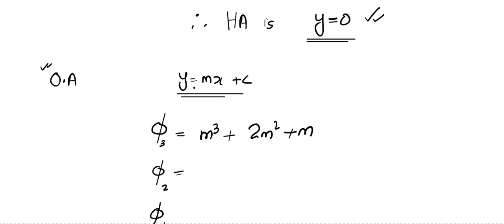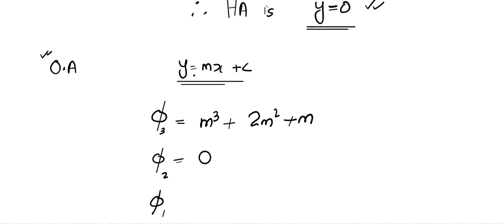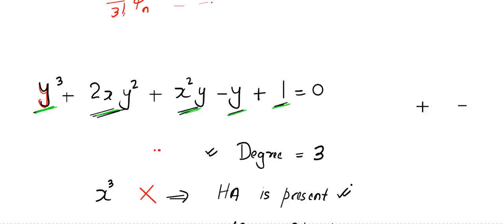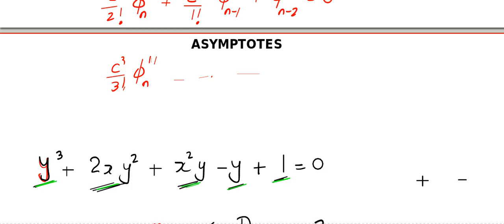So automatically phi 2 becomes 0. Now phi 1 means degree 1 terms. Now degree 3, degree 3, degree 3, degree 1. There is only one term. Okay, anyway, I found the term. Now what should I do? I have to put x equal to 1 and y equal to m in those terms. But there is only one term. So basically, it will be minus m. Yeah, so phi 1 is minus m.